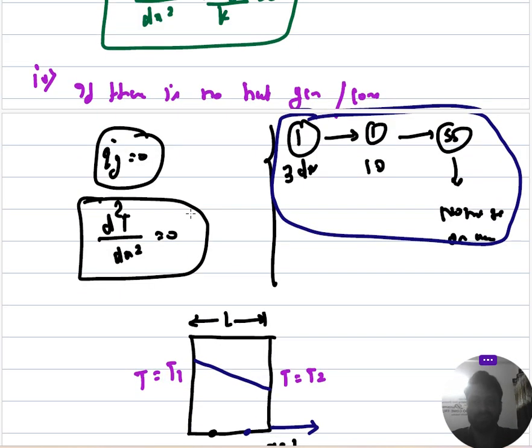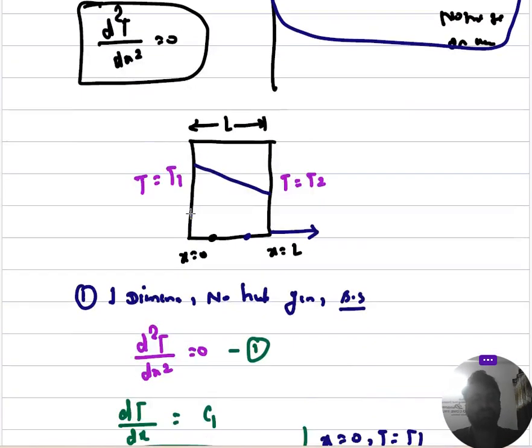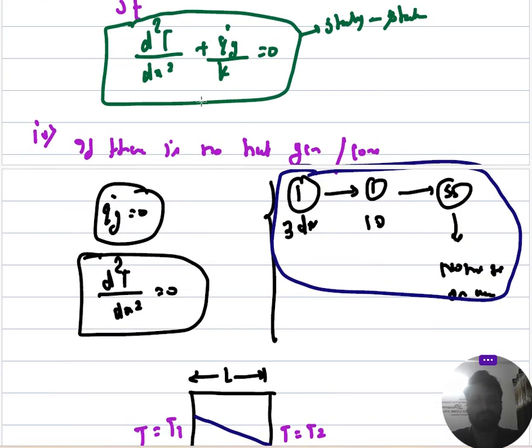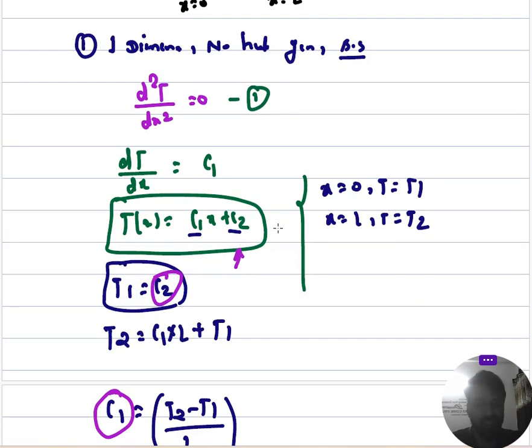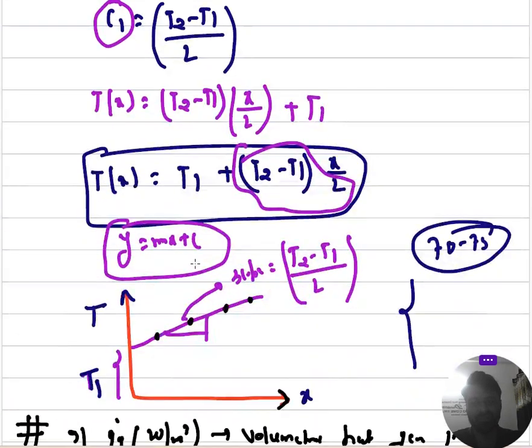Now, moving to the next thing, if there is no heat generation, then q dot g will be 0. Ultimately this equation will reduce to d2T by dx square equals 0. This is just a homogeneous second order differential equation. In order to solve it, you will require two boundary conditions. Here you can see there are two boundary conditions: when x equals 0, temperature is given as T1, and when x equals L, temperature is given as T2, right? Once you solve these, you will get a linear equation.